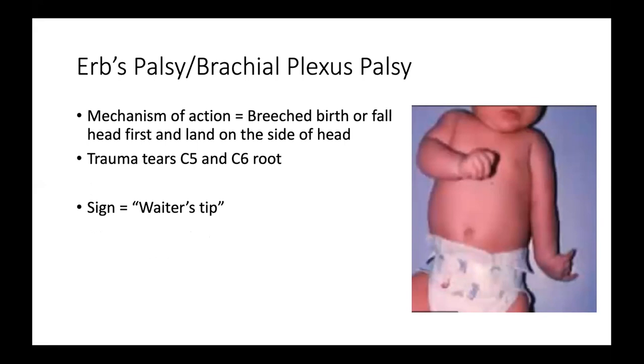Have you guys learned about the waiter's tip? Erb's palsy? Fantastic. So the most common and most famous mechanism of action is a breech birth. Basically what happens is they pull on the head. And because of the way that the vagina is sort of angled posteriorly, in order for the baby to not just birth into the table, they tend to pull them out.